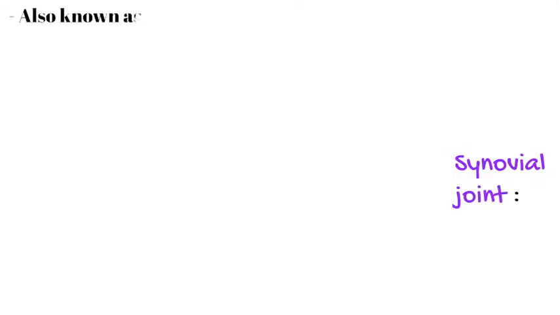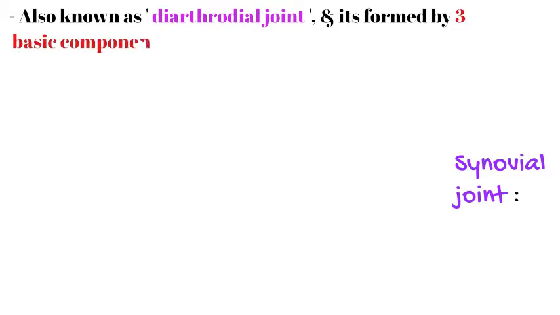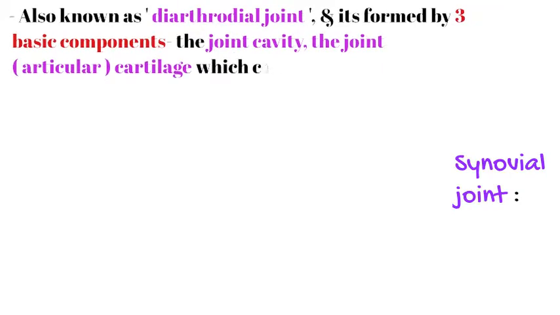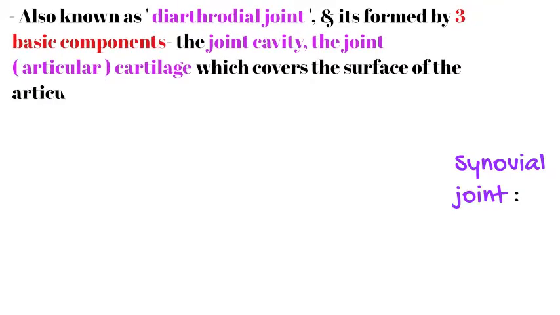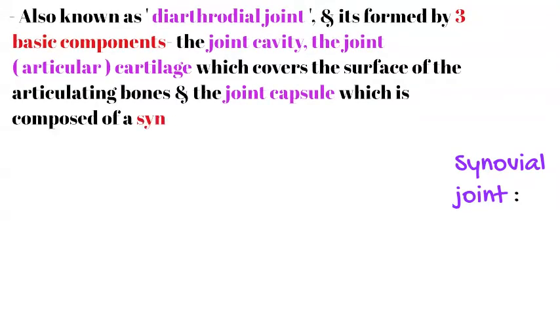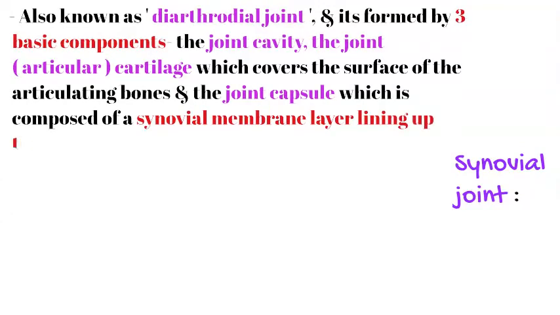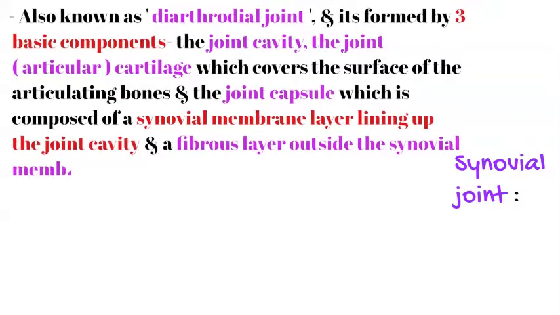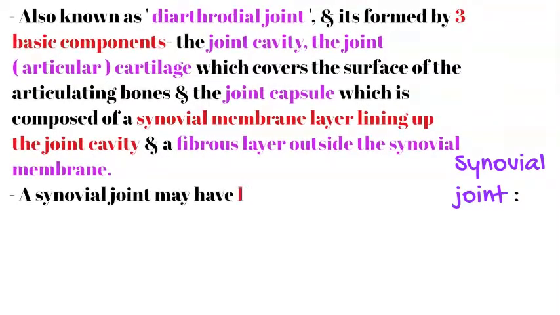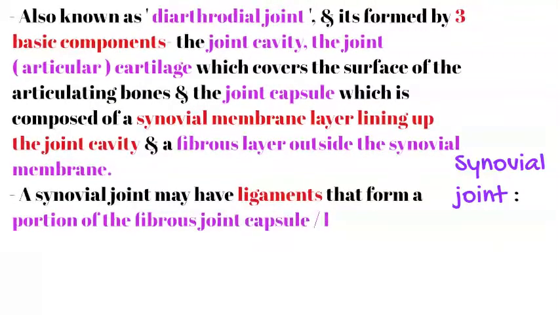Regarding the synovial joint, it is also known as a diarthrodial joint, and it is formed by three basic components: the joint cavity, the articular cartilage, which covers the surface of the articulating bones, and the joint capsule, which is composed of a synovial membrane layer lining the joint cavity and a fibrous layer outside the synovial membrane.